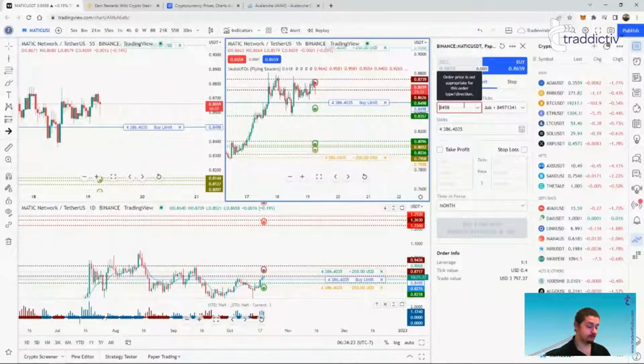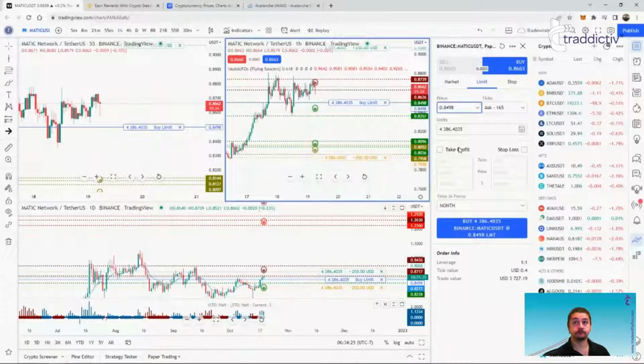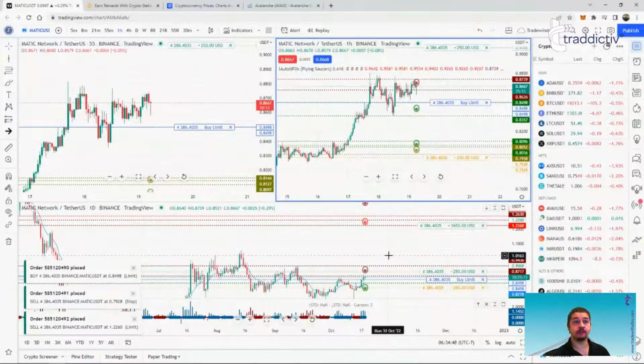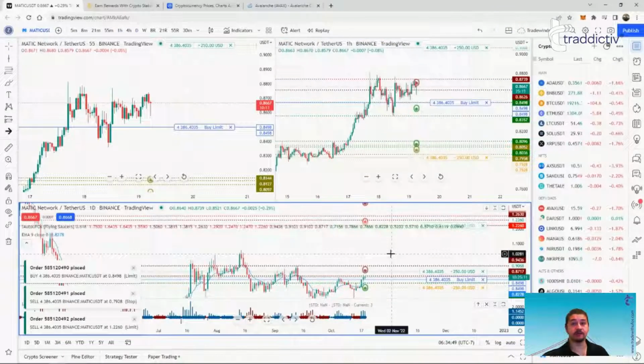84.98. Stop loss remains the same. Now for our final target here, we said we're going to have 1.226 all the way up there. All right. And let's go ahead and buy that also for 250. That's done. All right. So now let me clarify and put some perspective into this trade.